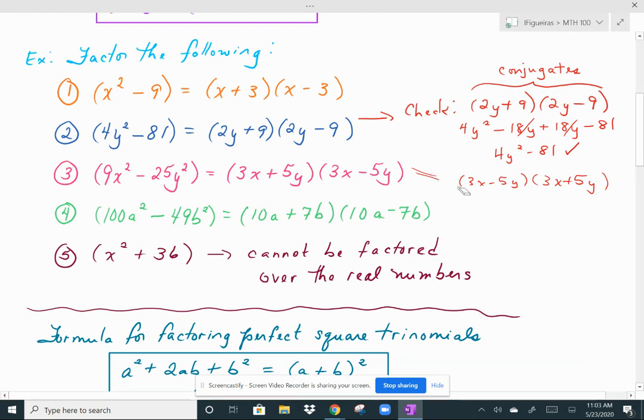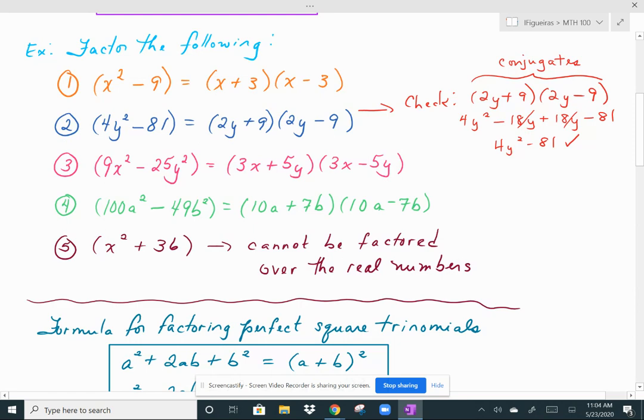All right, so let's move on to the next one. I have 100a squared minus 49b squared. Again, this is a difference of perfect squares. So I have 100a squared, the square root is 10a. Square root of 49b squared is 7b. So your factors are 10a plus 7b times 10a minus 7b.